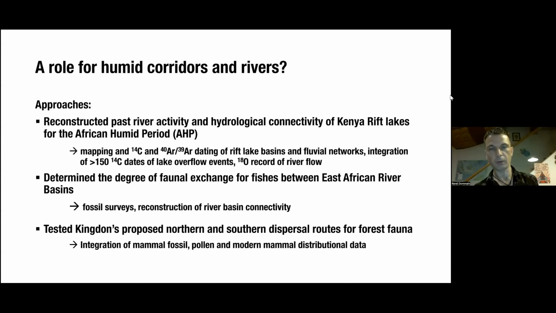Our approaches were to reconstruct past river activity and hydrological connectivity of Kenyan rift lakes for the so-called African Humid Period. That was the last wet climate phase in East Africa, about 12 to maybe 5,000 years ago. And we mapped rift lake basins in the South Kenya Rift and fluvial networks and integrated a large number of radiocarbon dates. We determined the degree of faunal exchange for fishes between East African river basins using fossil data and the reconstruction of river basin connectivity in the fluvial network.